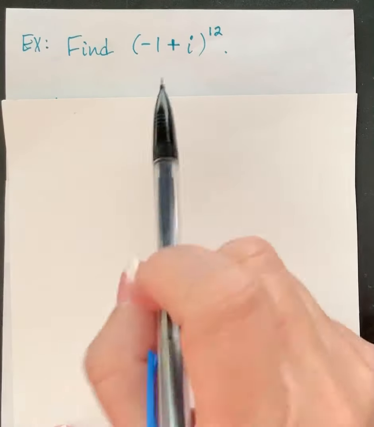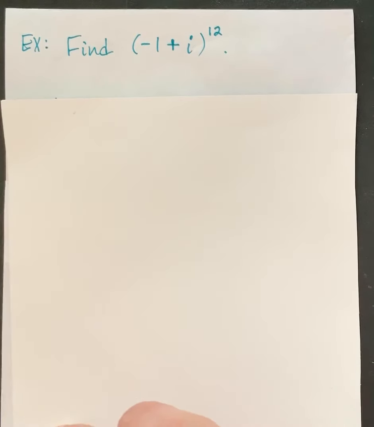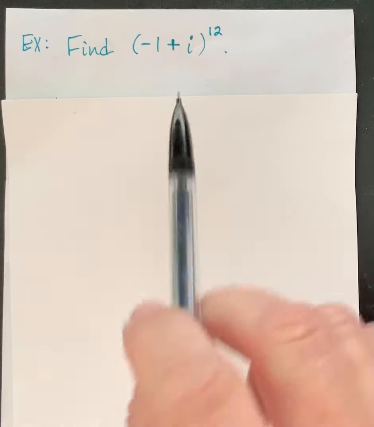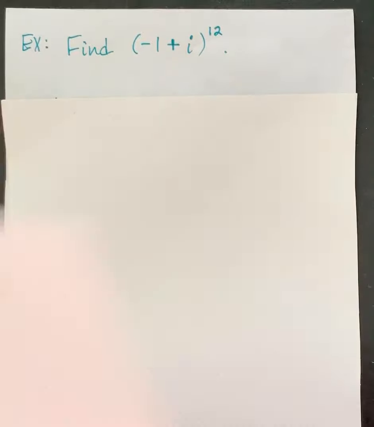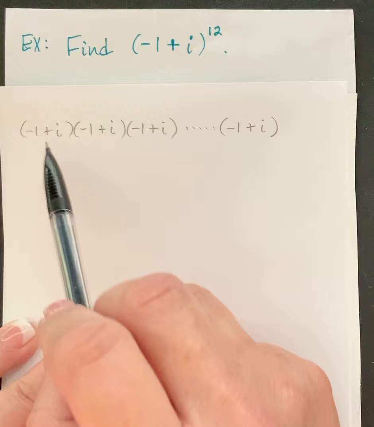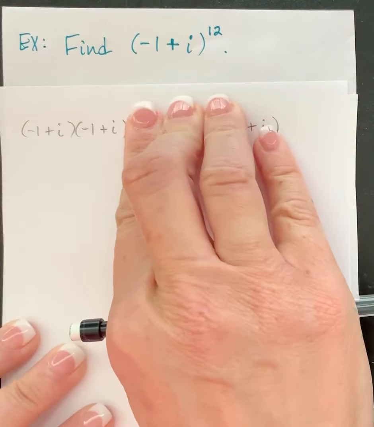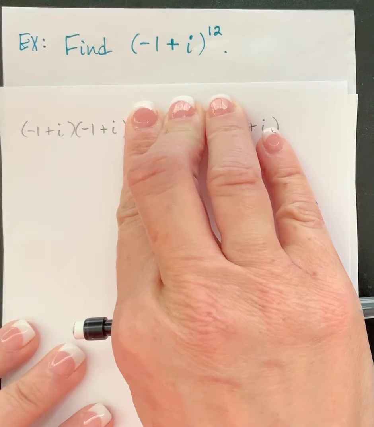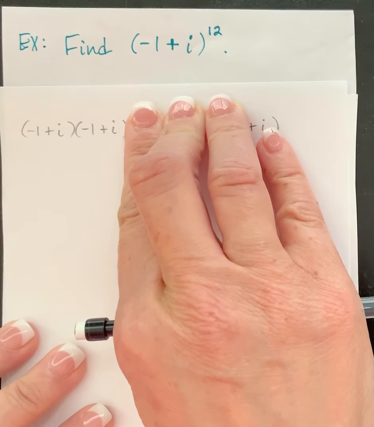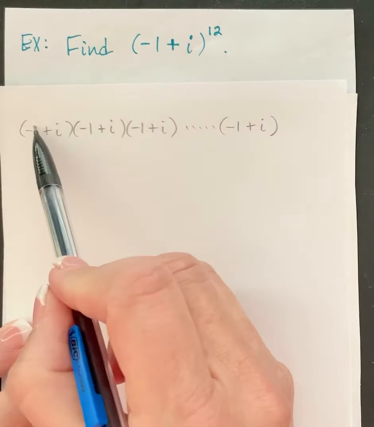Okay, we're going to take a complex number that's not in its trig form and raise it to a power. This is where De Moivre's theorem really comes in handy, because if you just work this in its standard form, you'd be taking this binomial, -1 plus i, and multiplying it by itself 12 times. And just to multiply it by itself once, -1 plus i times -1 plus i, you would either use the shortcut for squaring a binomial, or basically, this is FOIL.